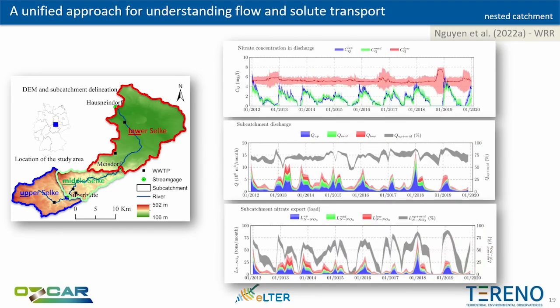And also, using this approach, we can answer the question, where is the main contributor to stream flow and nitrate export at the catchment outlet? For example, in terms of stream flow, the total flow in the upper two subcatchments here contributes more than 50% of stream flow at the catchment outlet. But in terms of nitrate export, the two upper subcatchments contribute only a minor amount during the low flow period. So during the low flow period, nitrate is mainly from the lower catchment.